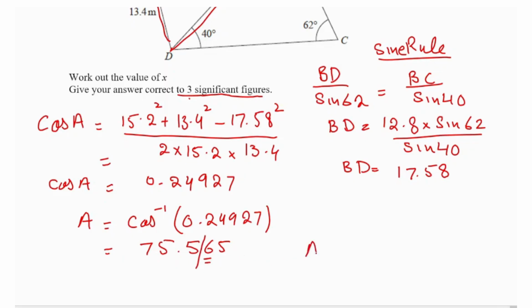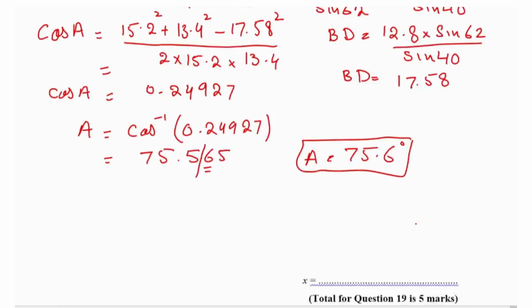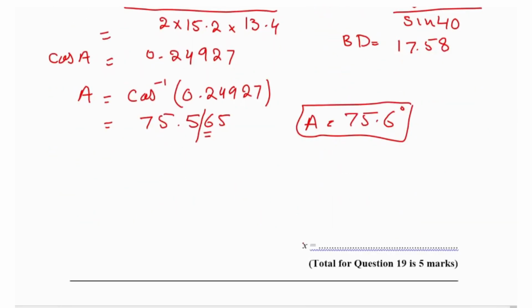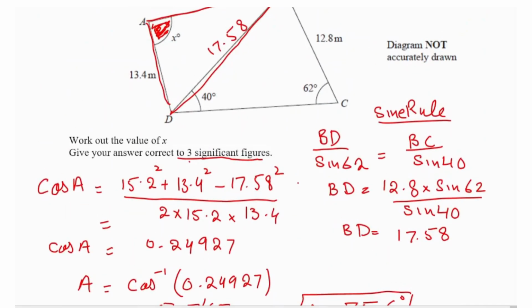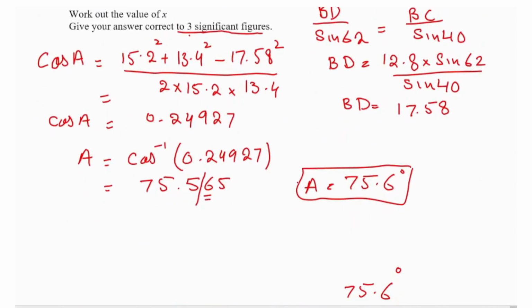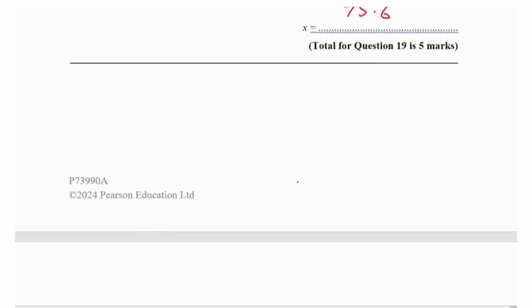Our final answer, angle A, would be 75.6 degrees. So this is our final answer. I'm going to write down in our answer sheet, answer line, 75.6 degrees. So the x value, angle x, is 75.6 degrees. Okay, let's move on to the next one now.